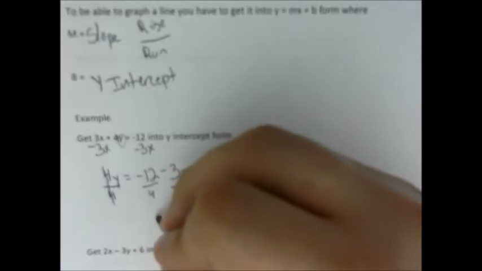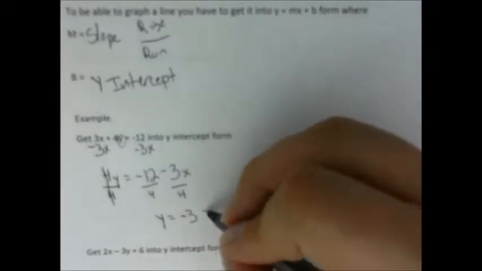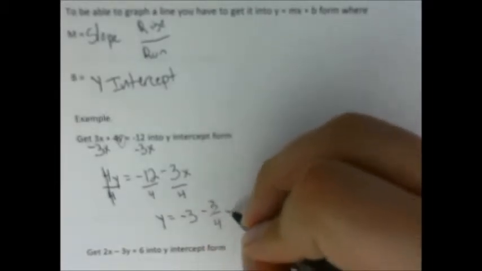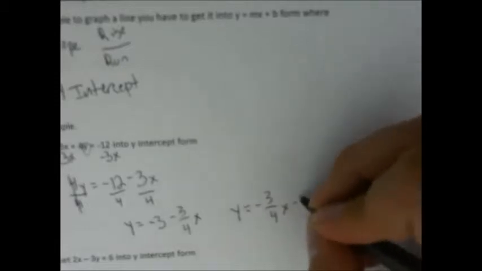Alright. We have y equals negative 12 divided by 4 is negative 3. And this stays as a negative 3/4 x. Normally you want to leave it in the form looking like this, but to me, it doesn't honestly matter. Now we have it in y equals mx plus b form. Okay? We have our slope, we have our y-intercept.